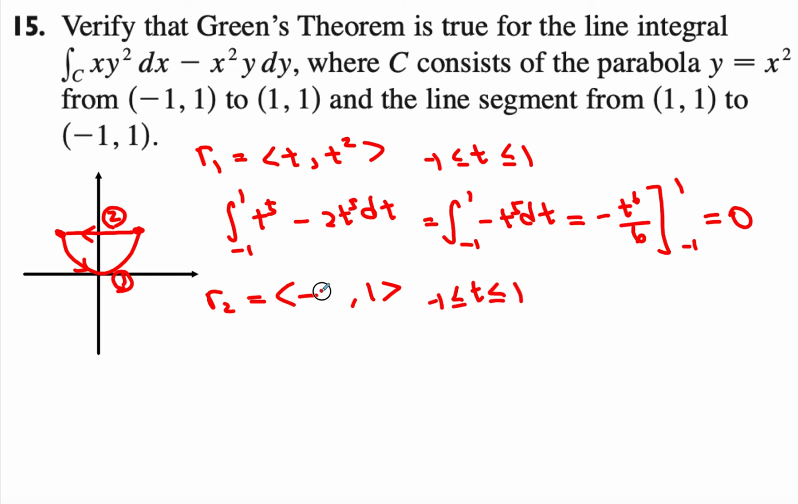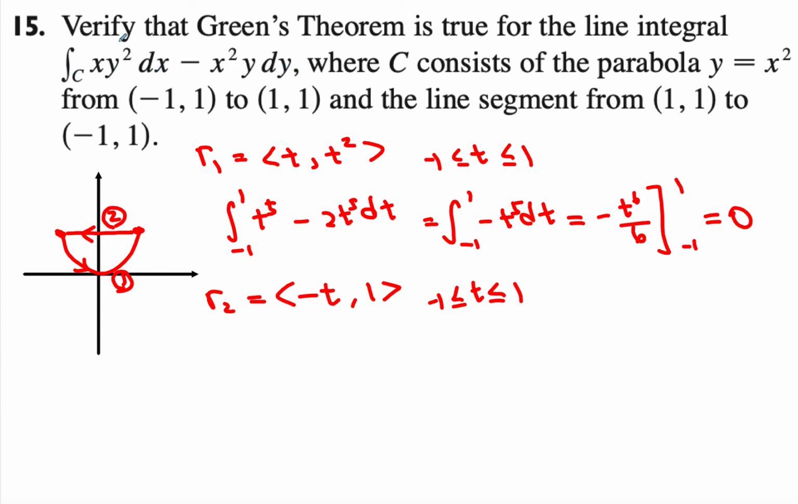Then I can call that as negative t. Then when t is equal to -1, I'm at 1, 1. When t is equal to 1, then I'm at -1. So that's basically what we can say. All right, so then what do we end up getting, guys? So our integral, y value is 1, hence dy will be equal to 0.